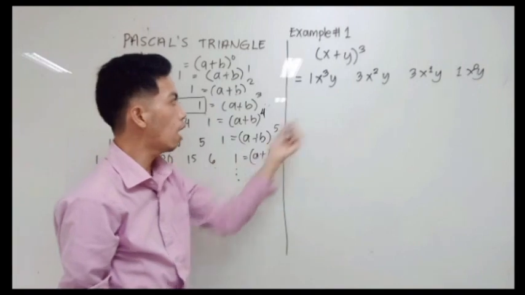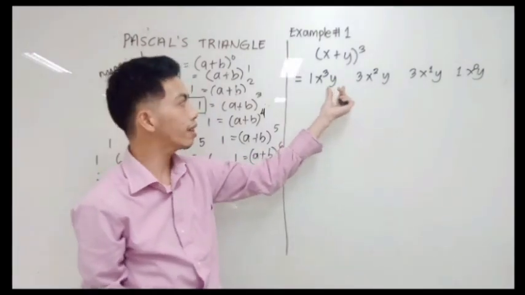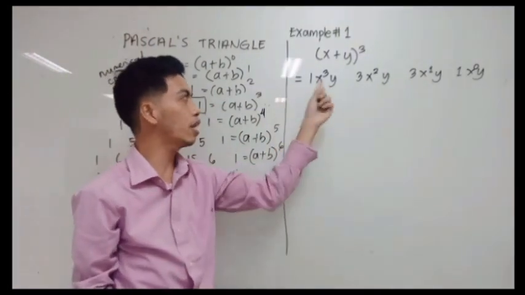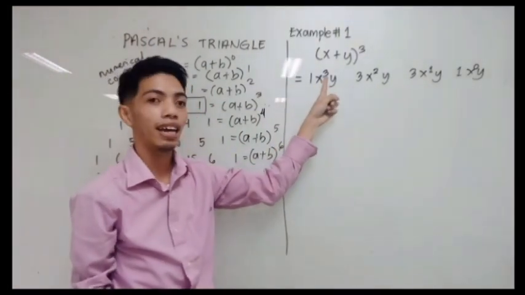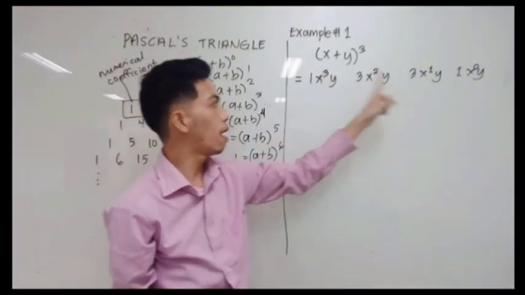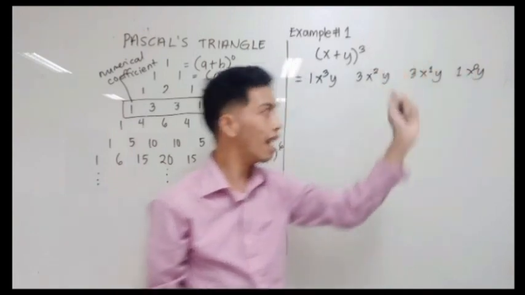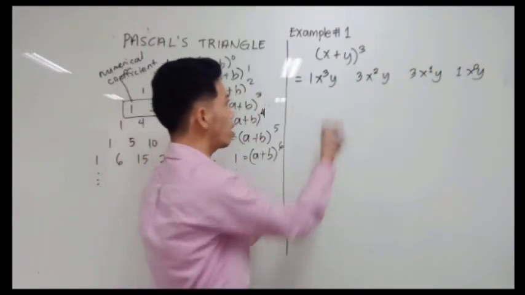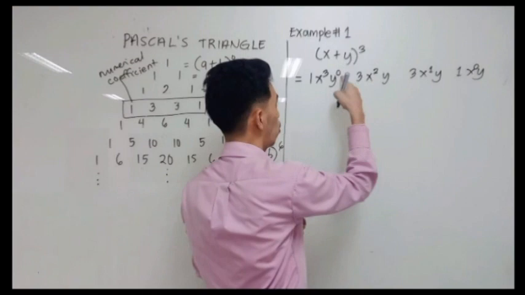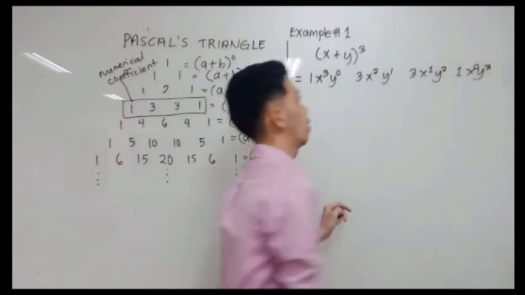Okay. Now, ano naman yung gagawin natin sa exponent ng y? Ang magiging exponent ng y ay kabaligtaran ng ginawa natin sa x. Okay? Ang exponent ng x ay 3 pababa. Ano ba yung pinakamababa mo doon? 0. So, kabaligtaran, ang magiging exponent ng y ay 0 pataas. 0, 1, 2, 3. Okay?